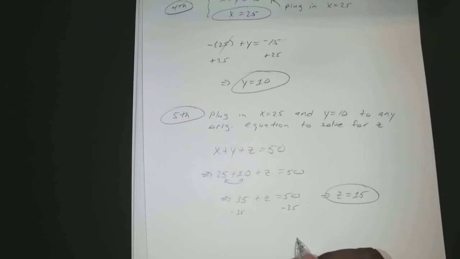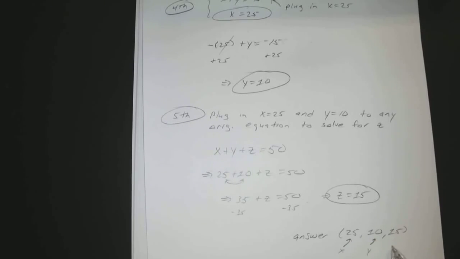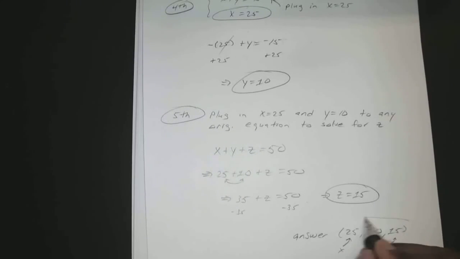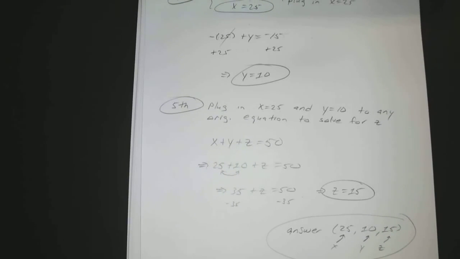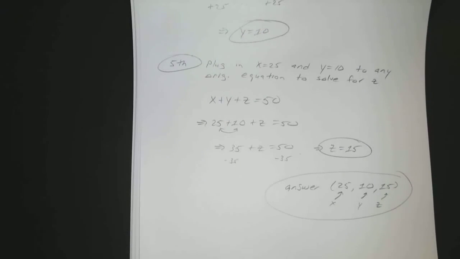So your answer is 25, 10, and 15. That's your x, that's your y, and that's your z. And again, you can just plug them right in to check your work and see if it all works out, which it does in this case. But again, strictly optional. All right, so any questions on this one?